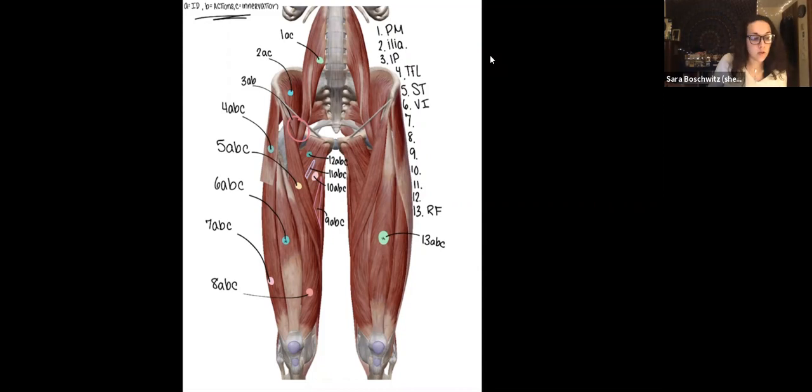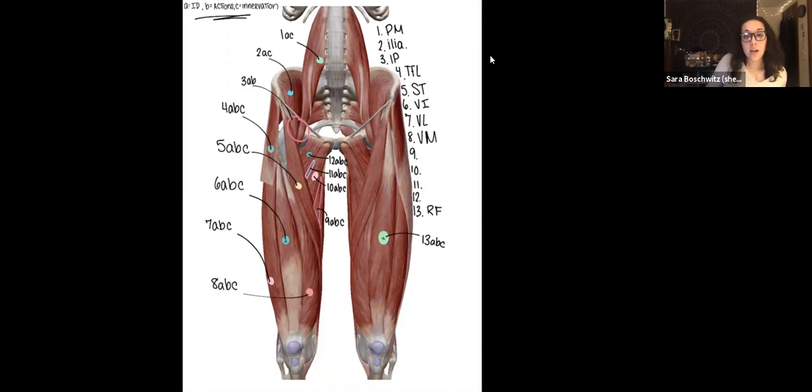And Sartorius is also innervated by the femoral nerve. I don't know if I mentioned that. And vastus intermedius is also innervated by the femoral nerve, and the vastus intermedius is going to extend the knee, along with number 7, which is vastus lateralis, and number 8, which is vastus medialis.